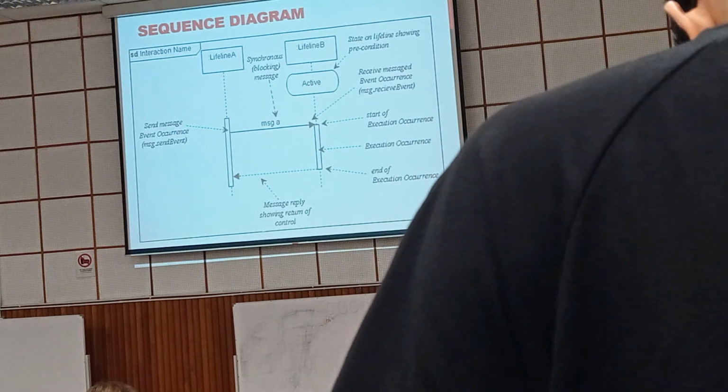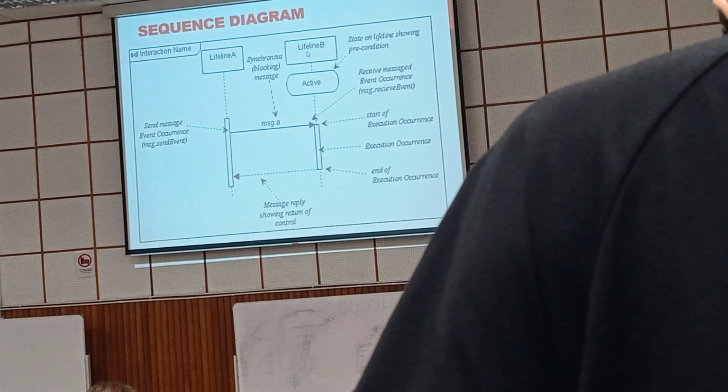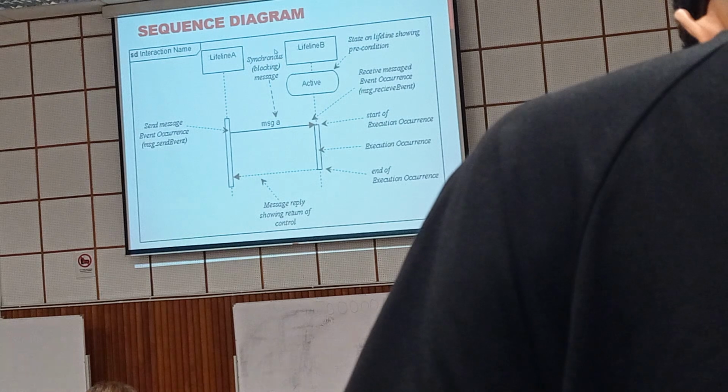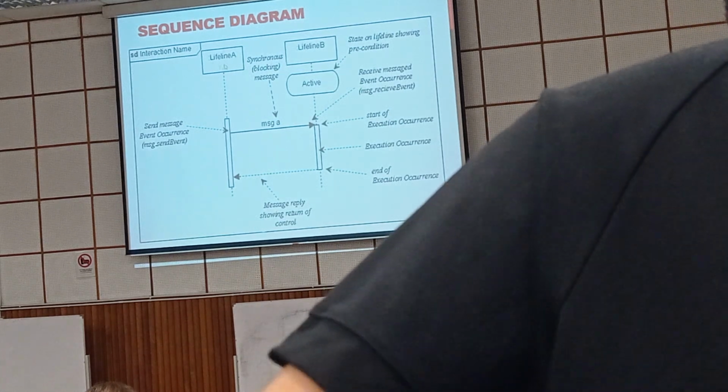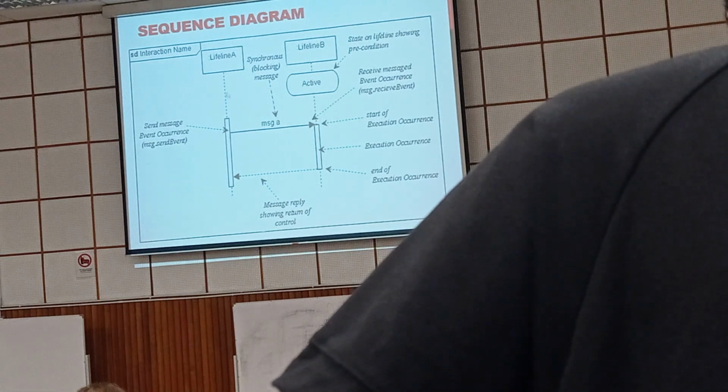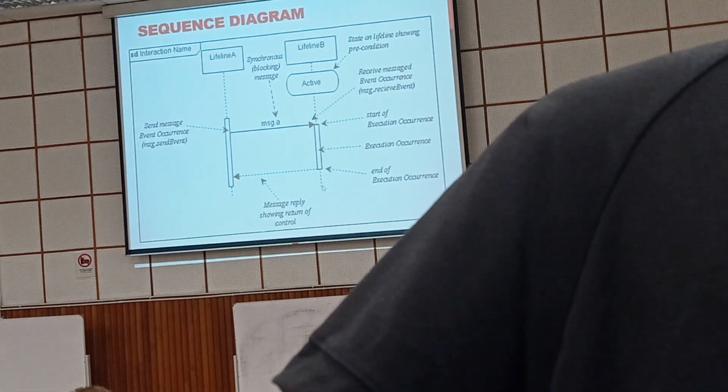So now you have every object. This one we go one by one. You have the name of the function. Then here you have object 1, object 2. Then you have the lifeline over here. When the object is active, you show the rectangle.